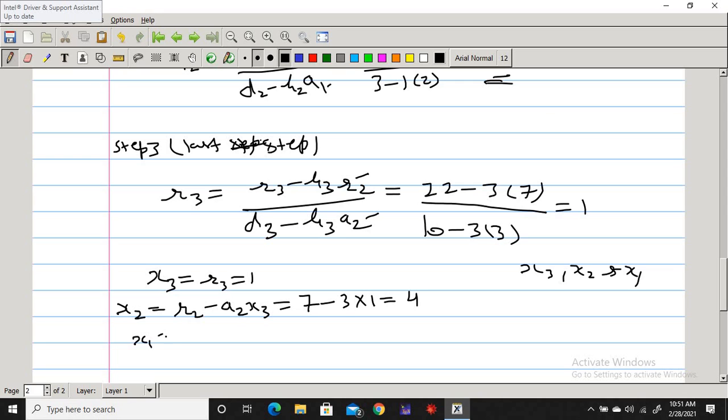Similarly, x1 is going to be R1 minus A1 into x2, and R1 we can see from step 1 is 10, A1 is 2, and x2 we have calculated above as 4, so this is coming out to be 2. So done. See, I told you that sometimes it is better to do a question and then the algorithm.